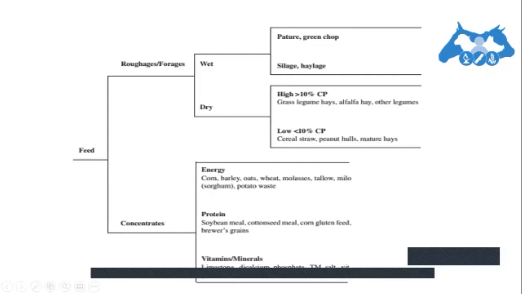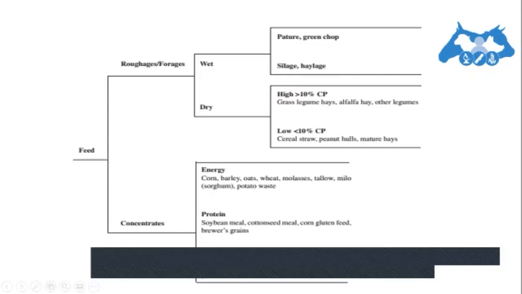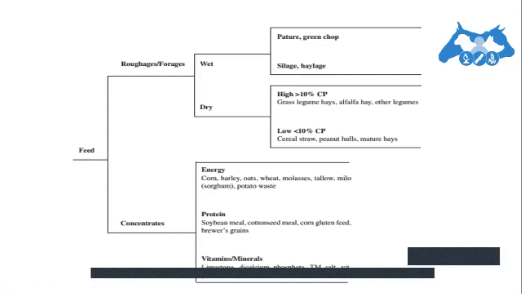If we talk about concentrates, concentrates basically comprise three main categories. The first one is concentrates which are the source of energy. And for the source of energy, the feedstuffs we normally use in animal feeds are corn, barley, oats, wheat, molasses, tallow, milo, potato waste, etc. The second type of concentrate is protein, which includes soybean meal, cottonseed meal, corn gluten feed, brewers grains.